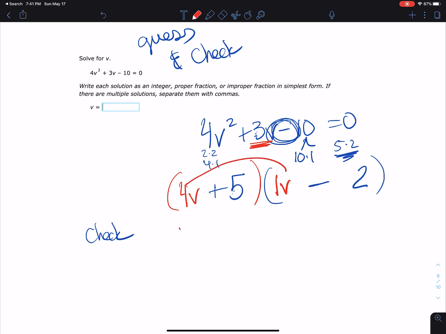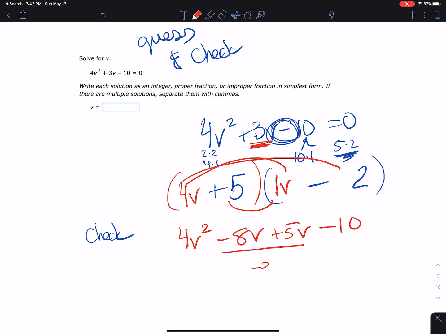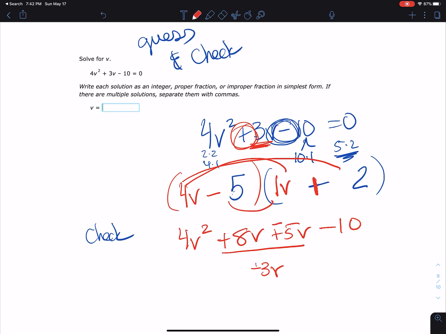So this would be 4v squared minus 8v plus 5v. Ooh, I like where this is going. Minus 10. Okay, so negative 8 plus 5 is a negative 3v. I needed a positive 3. Ooh, that's easy to fix. That means the only thing I need to do is change my sign. So 1v minus 2 would turn into plus 2, and then this would be 4v minus 5. Because then that would change the signs down here and make this a positive 3. Yay! So we factored properly.